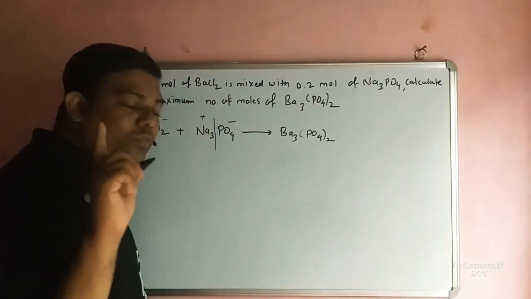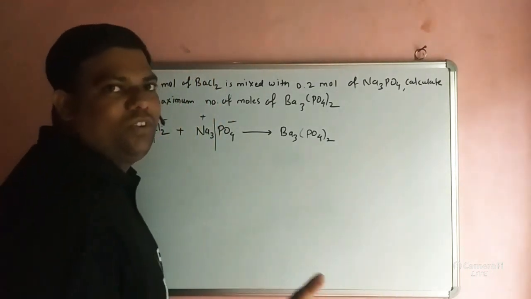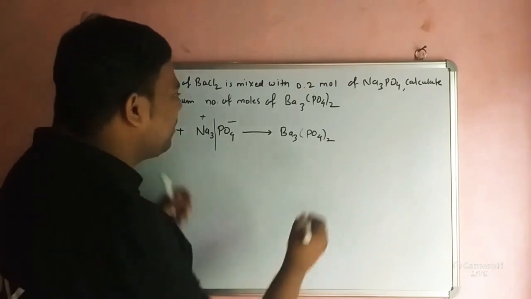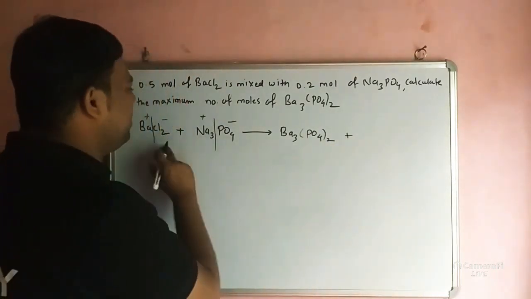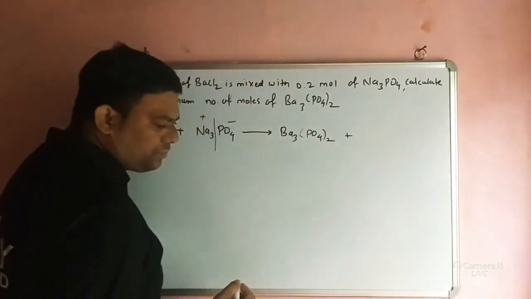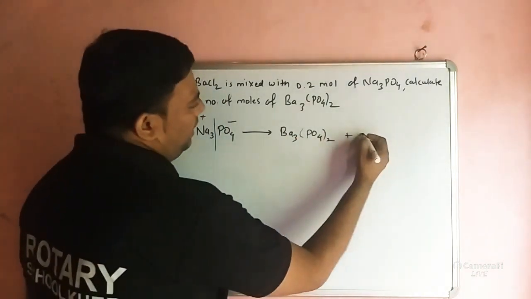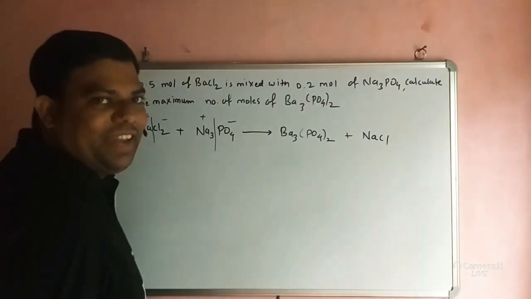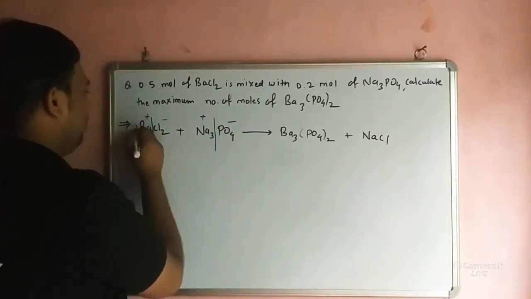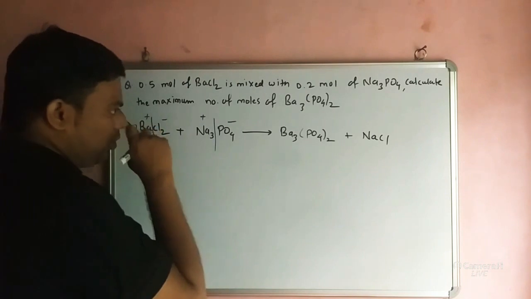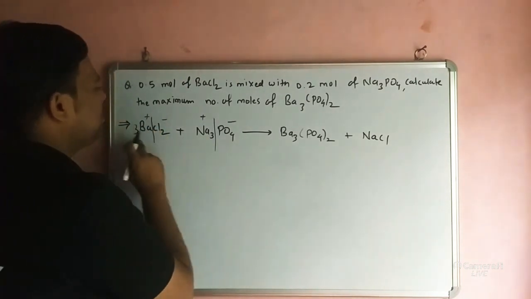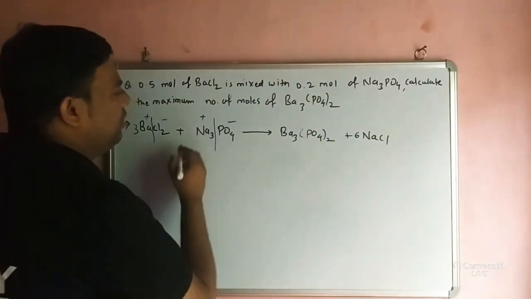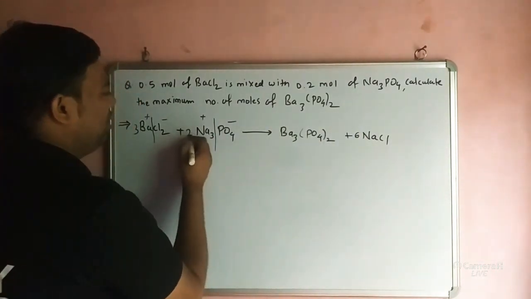Twice. Means here you will get a stable binary compound, or beta, we call it a stable binary compound. Plus obviously NaCl. See NaCl. So here you can easily balance now. Here we have 3Ba, understood. So here 3Na, here 6Cl, so 3 like this. So for that PO4 twice, so here too.